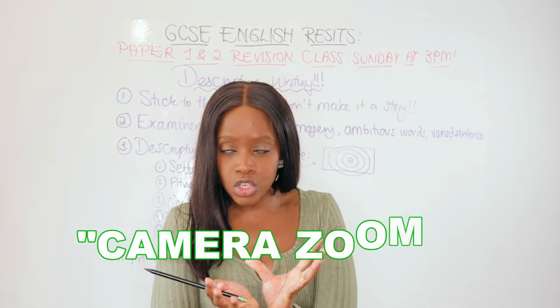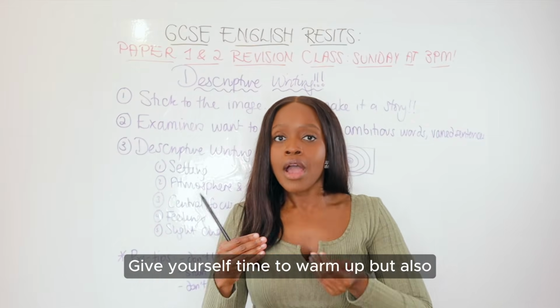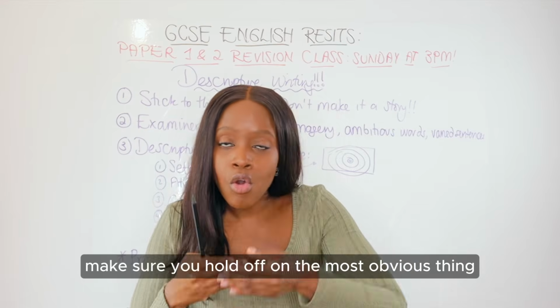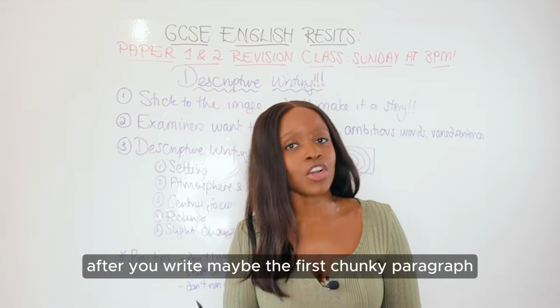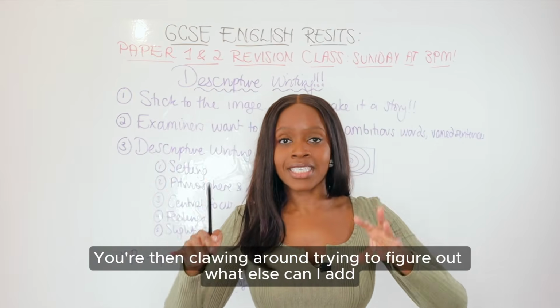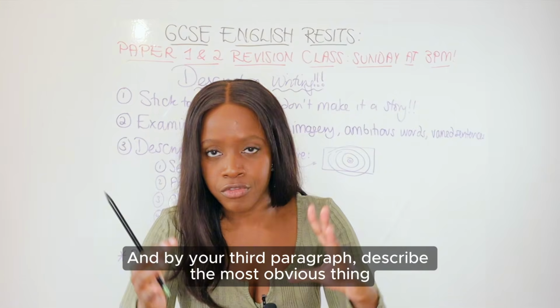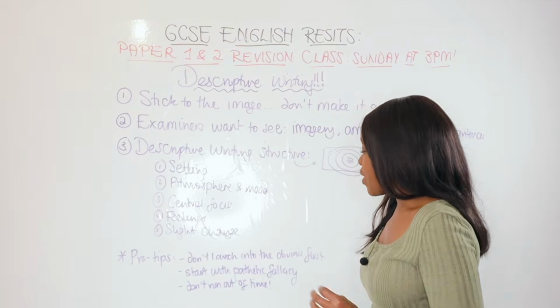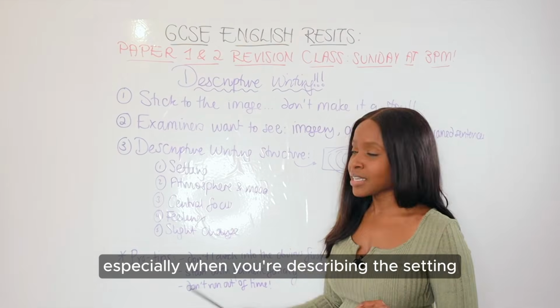Again, follow a camera zoom method. Describe the less obvious things. Give yourself time to warm up, but also make sure you kind of hold off on the most obvious thing, because you don't want to run out of steam. After you write maybe the first chunky paragraph, you're then clawing around trying to figure out, what else can I add? Try to describe the less obvious and then zoom in, and by your 3rd paragraph, describe the most obvious thing, okay? Then the second tip is, I would suggest a really strong opening, especially when you're describing the setting.